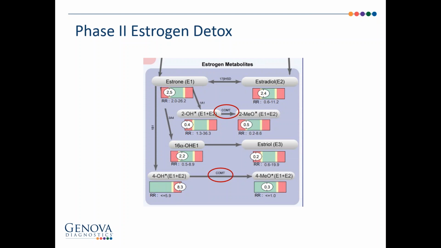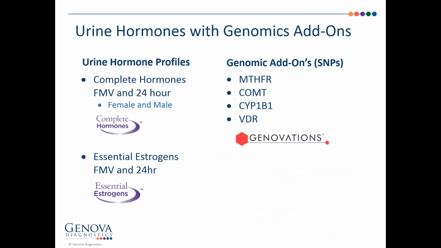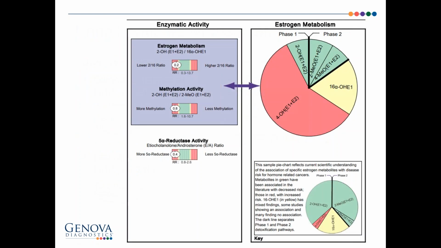Go ahead. In your purple box on the other slide, with the big wheel on it, I understand the 2-hydroxy and the 16-alpha. Is there any reason why you don't have a ratio between the good and the ugly, the 2 and the 4-hydroxy? Very good question.